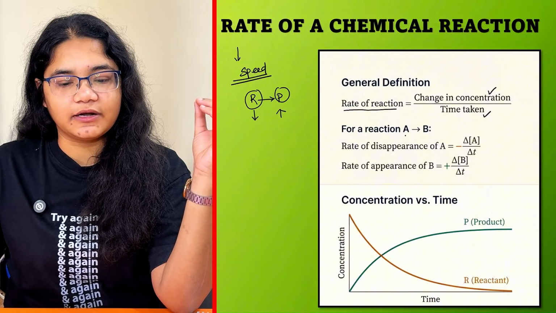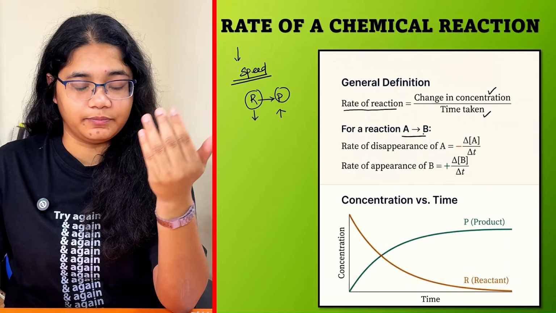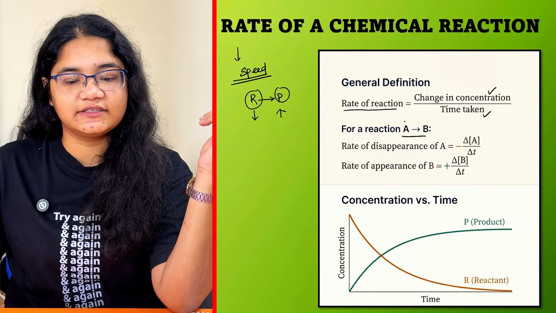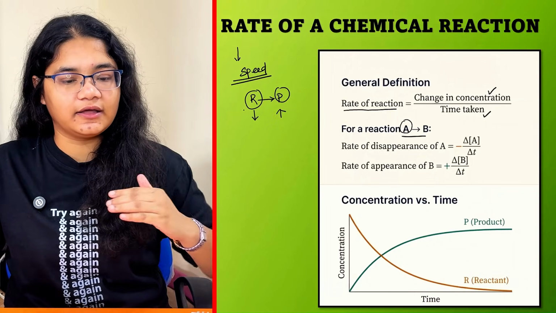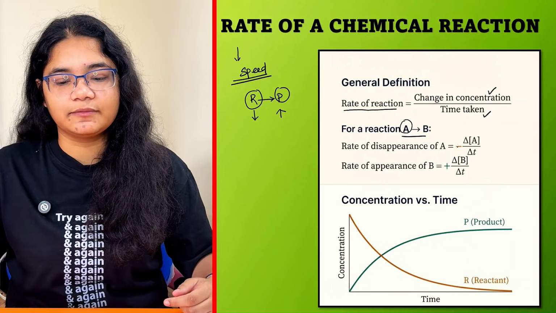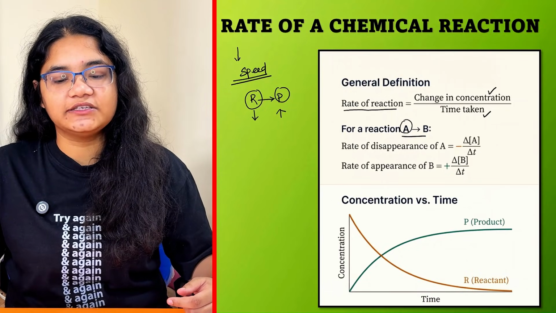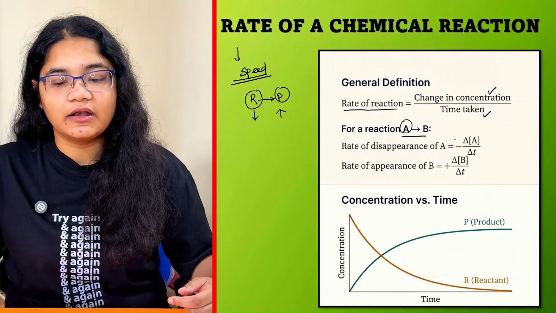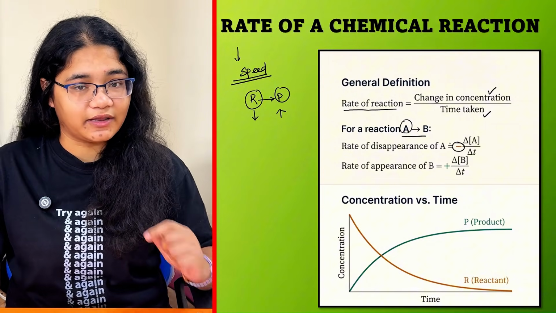Now, if you have a particular reaction, A gives you B, then the disappearance of A, because this is the reactant, right? Slowly the A concentration will decrease. So it will disappear. So the rate of disappearance of A is equal to minus change in concentration of A by change in time. Now why have I given a minus sign here? This is very, very important.